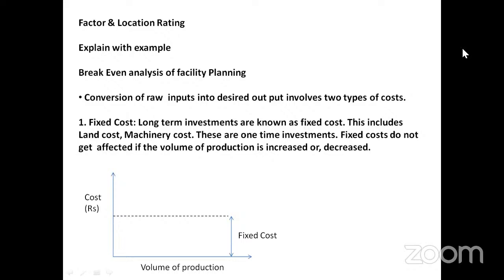Yes, sir. Okay. So in the last class we were discussing the factor rating method. What are the different factors affecting the location of a facility, and how to use the factor rating method for finalizing the location of a facility. The weighted factor, then total for different parameters, and whichever is highest score, you go for that. Now today we will go to a couple of other methods which are used for finalizing the location of a facility.